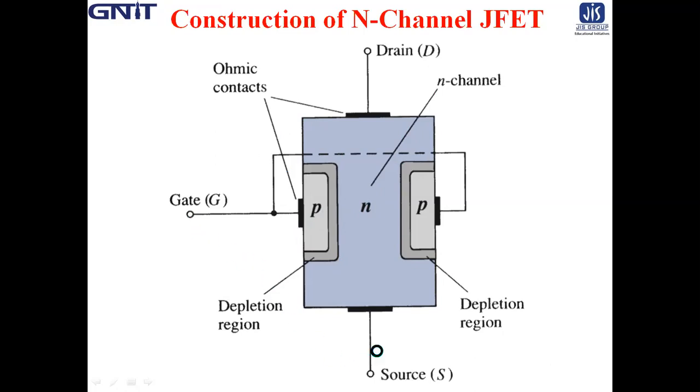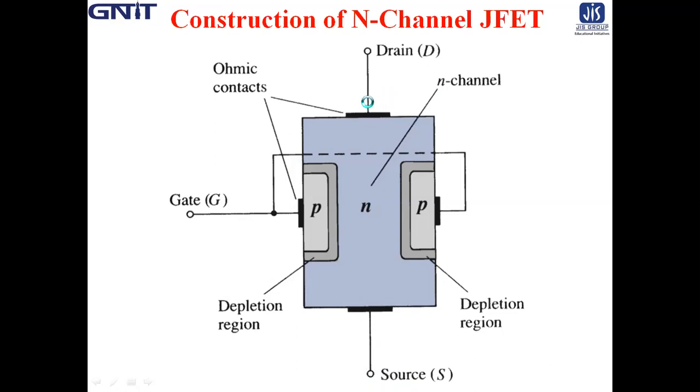Now, the source in an N-channel JFET is the terminal which is connected to the negative pole of the DC source providing drain voltage, and through which the majority carriers, that is electrons, enter into the semiconductor bar.